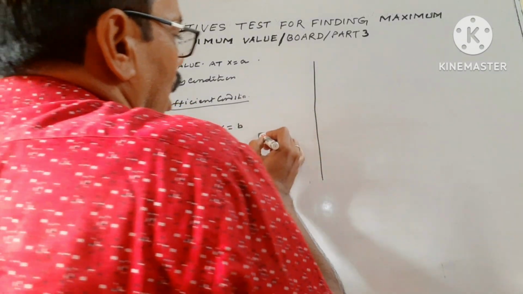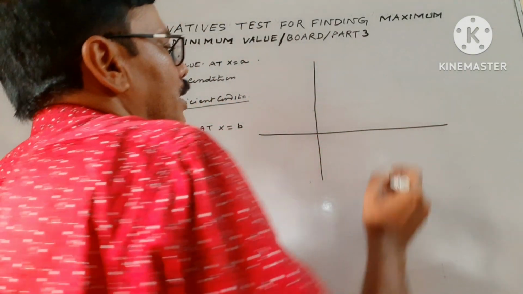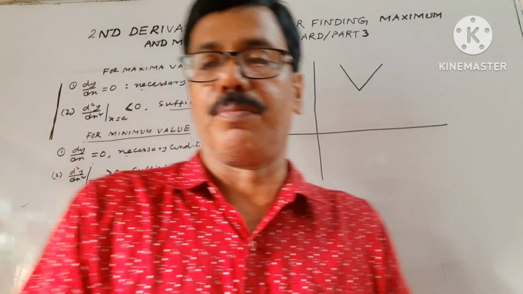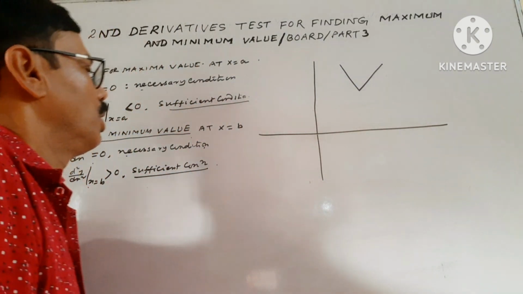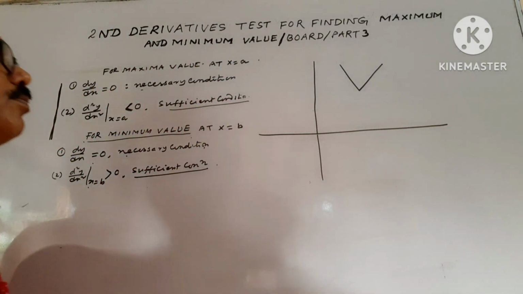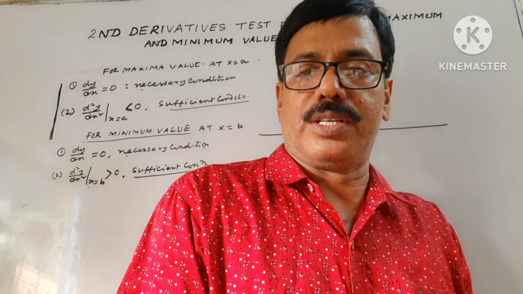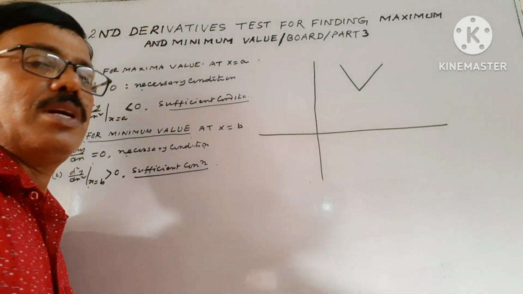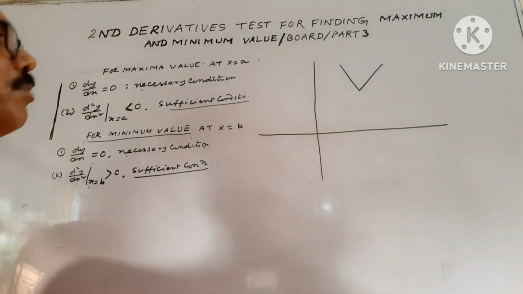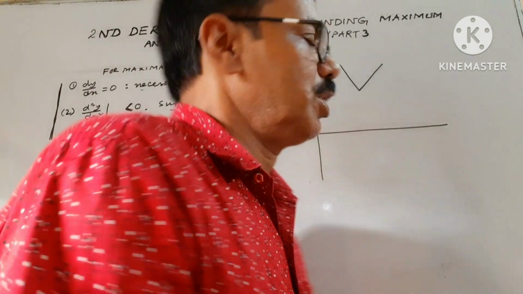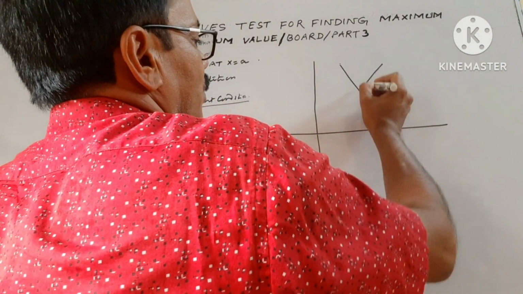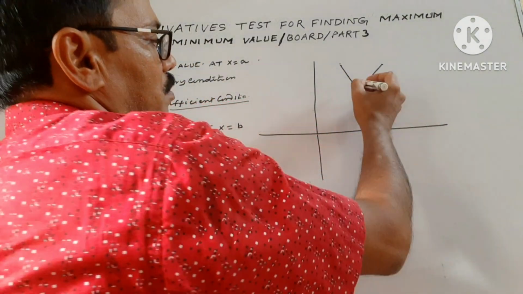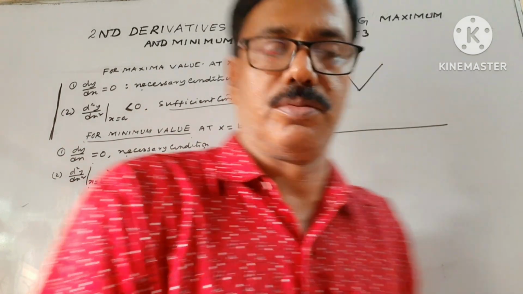Now I have already discussed in the previous class that there are functions for which first derivative does not exist, but the functions have minimum or maximum value. So example is mod function. This type of figure, here first derivative does not exist, but it has minimum value.